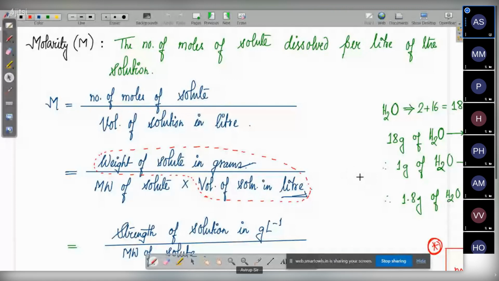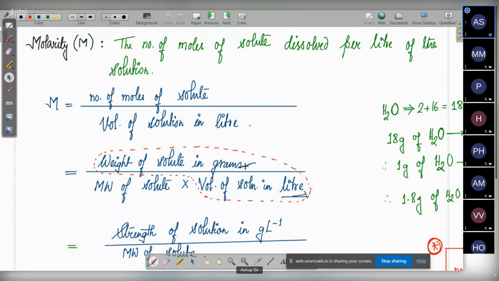So in the last class, we had been discussing molarity. Molarity was the number of moles dissolved per liter of the solution. So we had come to the formula for molarity as number of moles of solute divided by the volume of solution in liter. Number of moles of solute divided by volume of solution in liter.